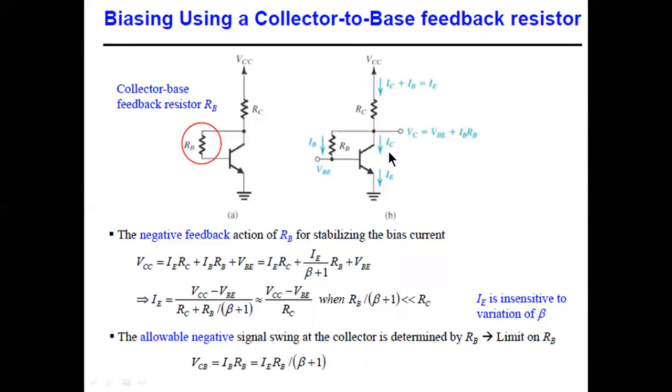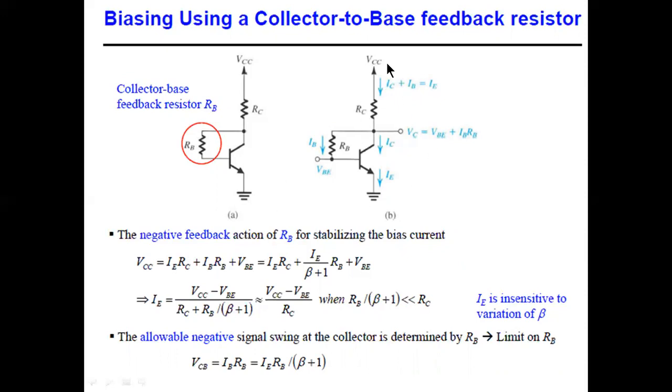You can see that this is IC and this is IB, and IC comes here and IB will come here. So both IC and IB will join and that will become IE. So we know very well IE is equal to IC plus IB. Further, IC is going from this point and IB is going also from this point. So the current flowing here will be IC plus IB equal to IE, which is flowing through RC.